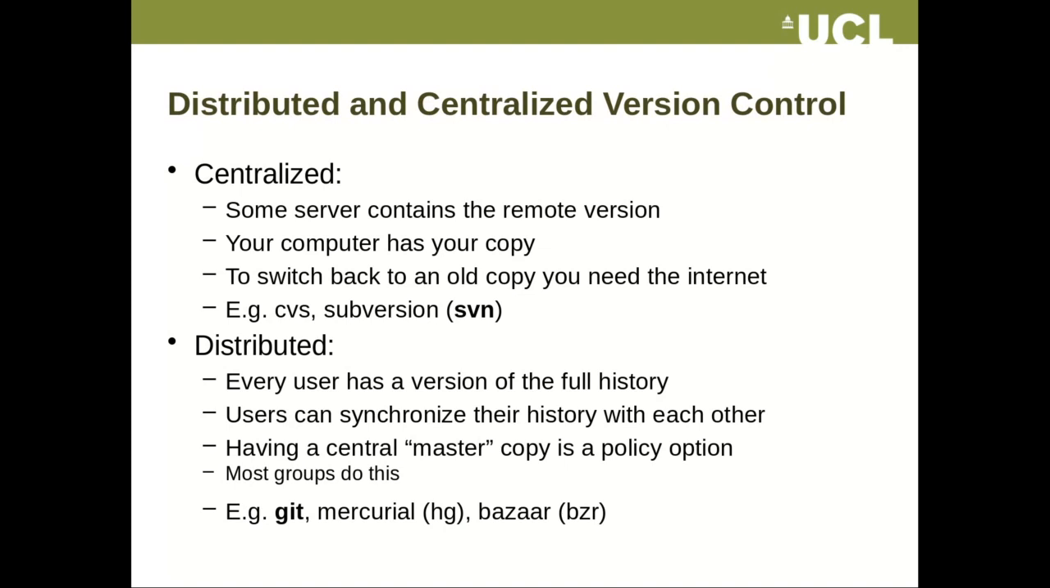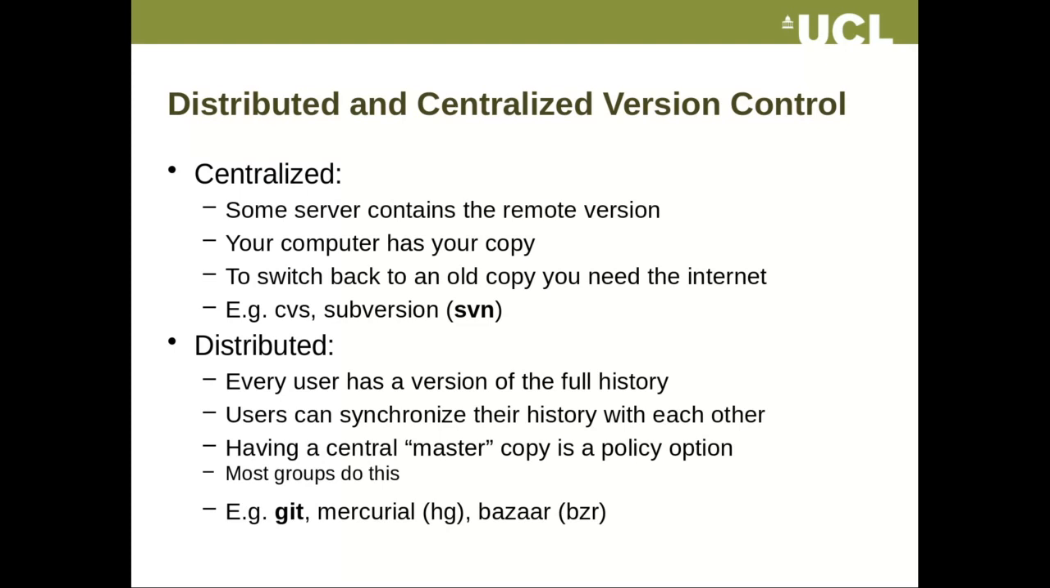On the other hand, a distributed version control system is a system where every user has a version of the full history of all changes that have been made to the code. Users can synchronize their history with each other. They have a central master copy if policy decides to do so. And in fact, most groups do this. It's not absolutely necessary, but generally we have a single master server where that master copy lives, but still every individual machine has a full history of the changes.